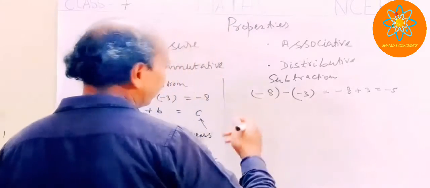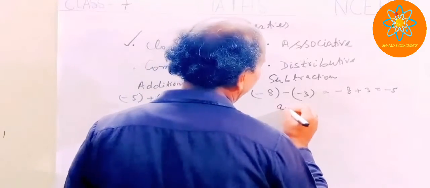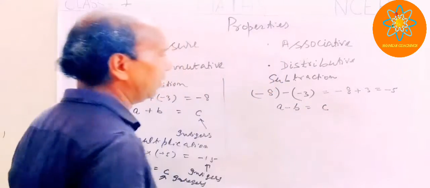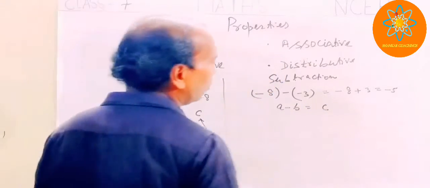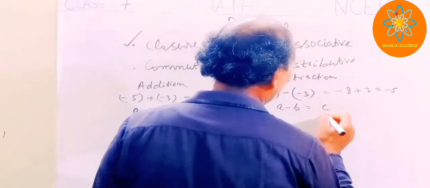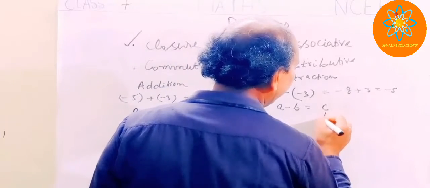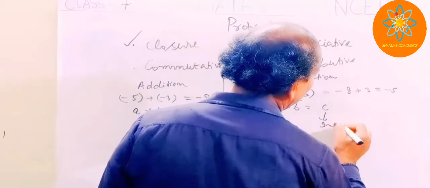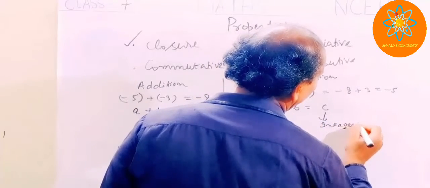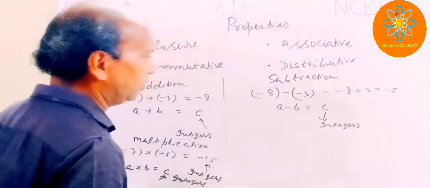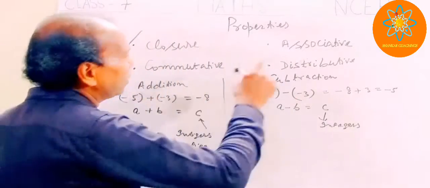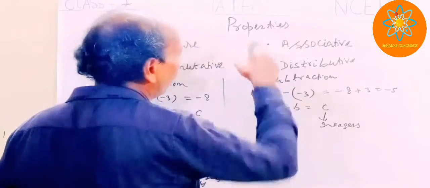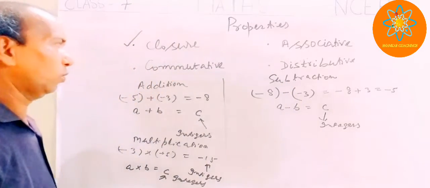Okay. So in the general case, I can write a minus b is equal to c. In the general case, I am writing c. So this c is what? This c is also an integer. So for subtraction, the closure property for integers is true.